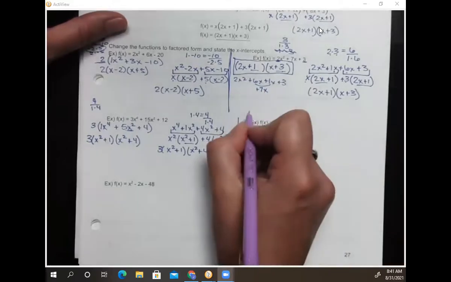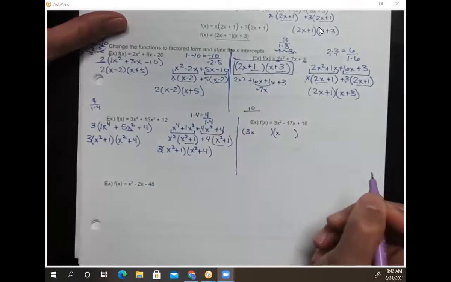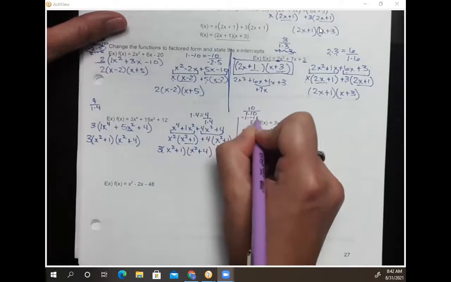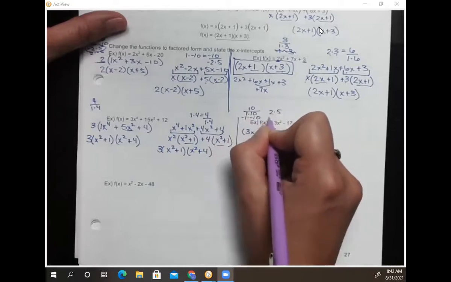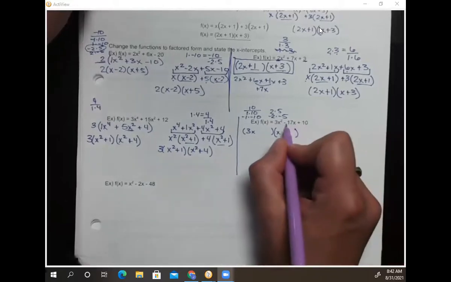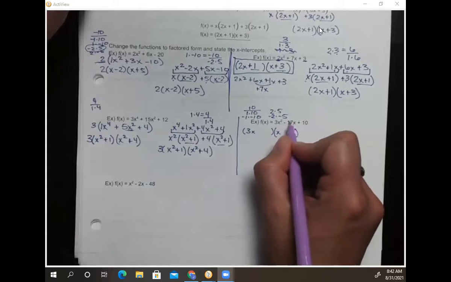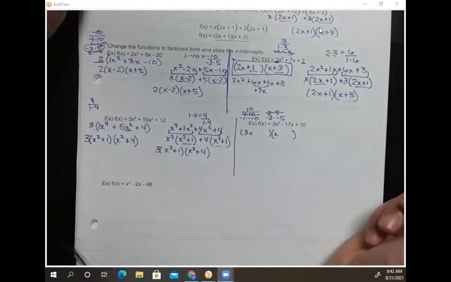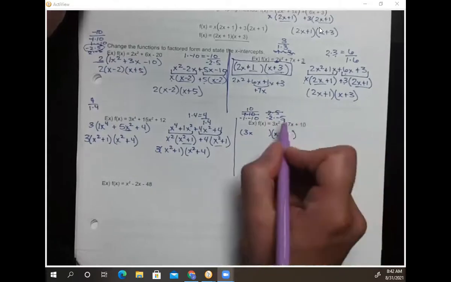And now I want factors of 10. So factors of 10 could be 1 times 10, or -1 times -10, could be 2 times 5, or -2 times -5. So we've got a little bit longer list here than we had with our second example. That means I've got more options to try and check. Now I want negative for my middle term, so that tells me I'm probably going to want some negative factors here. So I'm going to get rid of the positive options. And I'm going to try -2 and -5.